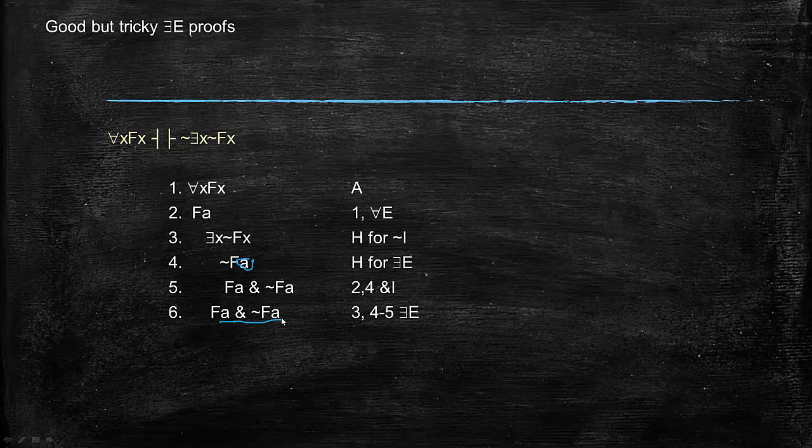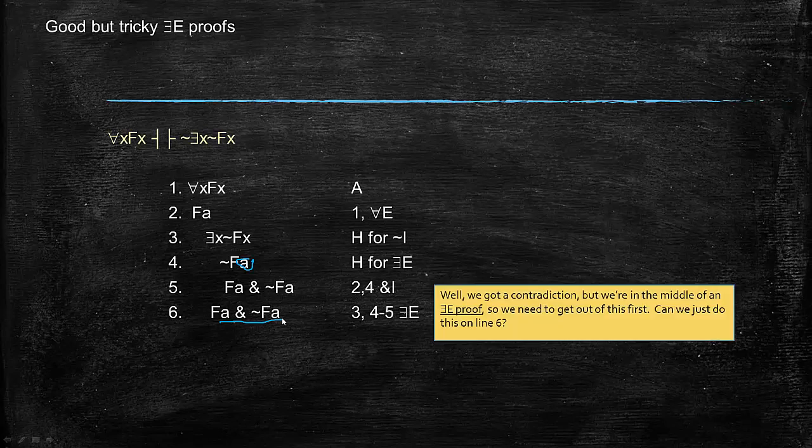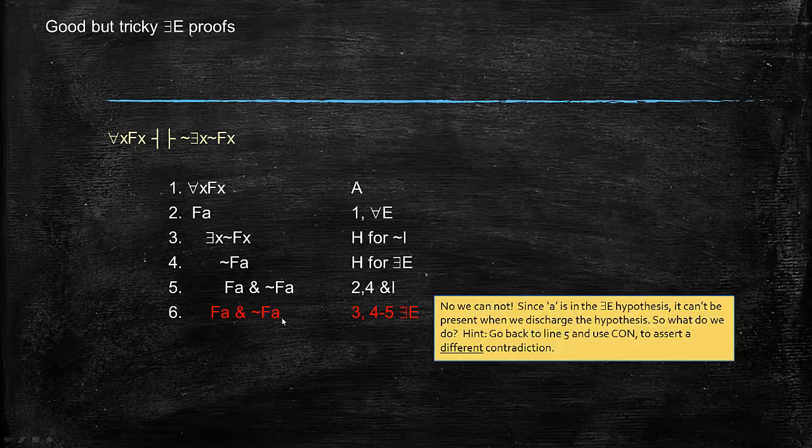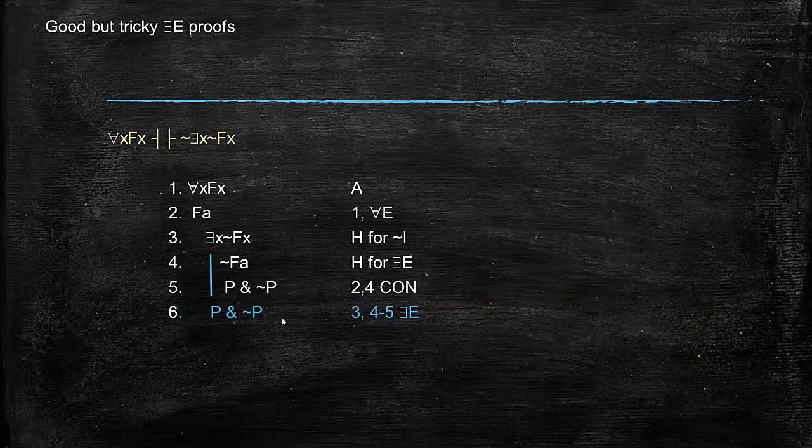So what do we do instead? Well, we've actually used this technique previously in some of the homework problems. And at this point, it's a technique that you're really going to want to remember, because it's going to be essential to doing some existential elimination proofs. So the way you do it is not this way, right? We can't do it this way, but we can do it this way.